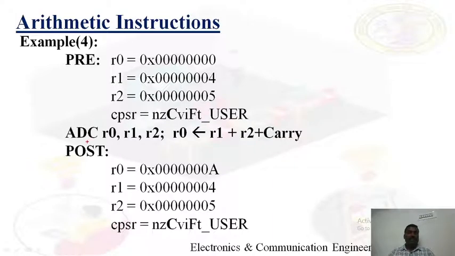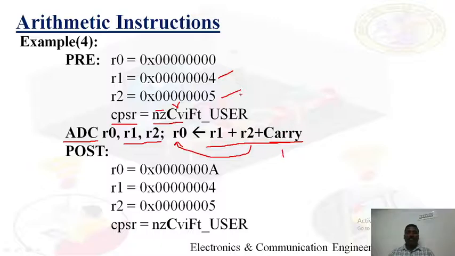Here ADC. ADC means addition with carry. So here R1 plus R2 along with carry. These three data are added, then the result will be stored into R0. Initially 4, then 5, and this is the CPSR register content. NZCV are the flag contents. You can see it in the flag register or the CPSR register. Here a capital letter indicates 1, small letters indicate 0. So this 1 is added to 4 plus 5. This is 4 and this is 5. So 4 plus 5 is 9, and 9 plus 1 is A.